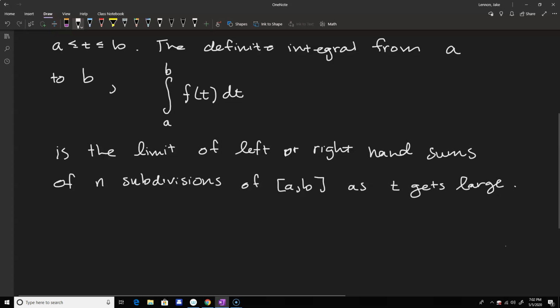So there's two ways to see this. Actually, I wrote as t gets large, but it should be as n gets large. There's two ways to view the limit, as either t getting smaller or n getting larger. So let me replace that. It should be as n gets large.